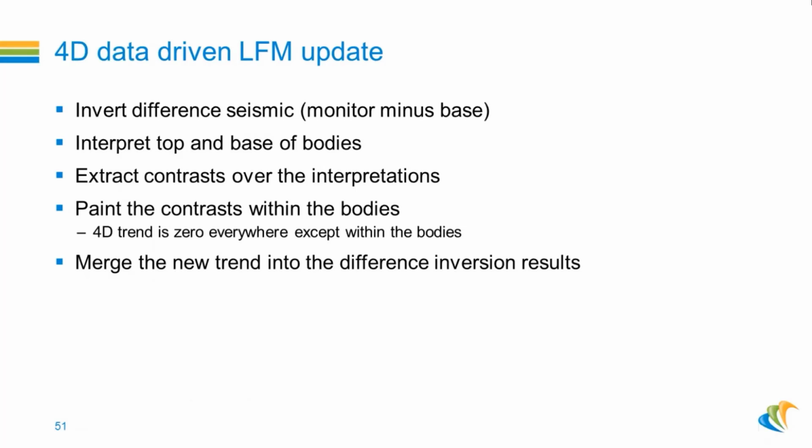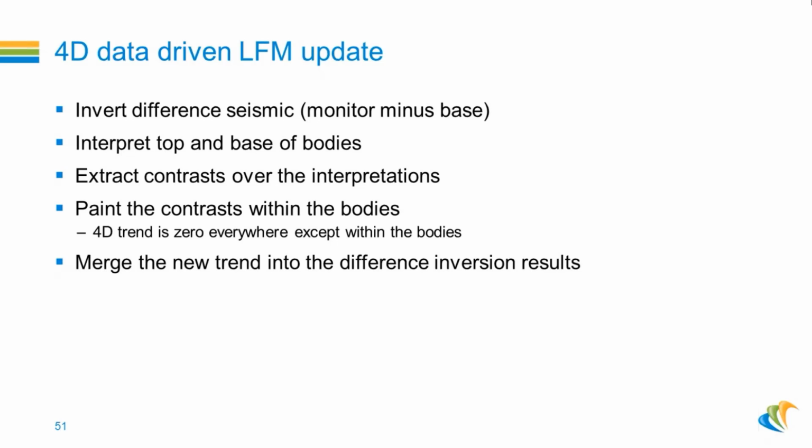So this is the next and the last example, where I'm going to use a similar technique as described in 3D in the previous slides, but now I'm going to update the low frequency model in 4D. The reason why we can do this in 3D and in 4D is because our inversion results are calibrated to well control, and we can assume that low frequency contrasts are similar to the seismic derived contrasts.